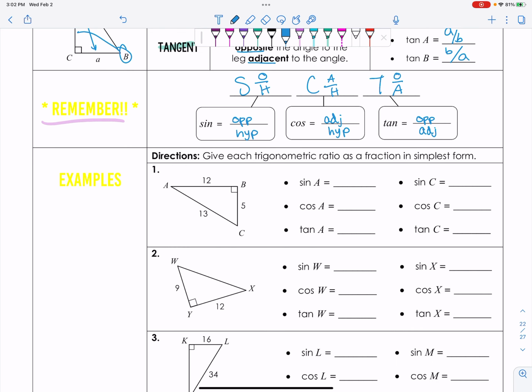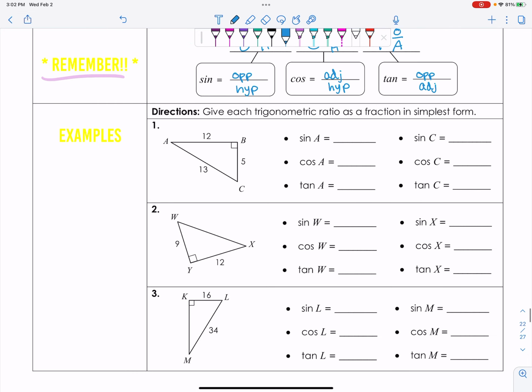Let's look at some examples with numbers. So for number 1, I'm given all three sides of my right triangle. That's great. So I don't have to do any extra steps. So now I'm just looking at my ratios. So if I'm looking for the sine of angle A, sine is opposite, which is 5, over my hypotenuse, which is 13. My hypotenuse is always across from my right angle. So it might be helpful to identify which side is your hypotenuse, and it will always be your hypotenuse. It will never be an adjacent side. It will never be an opposite side. It always has to be your hypotenuse.